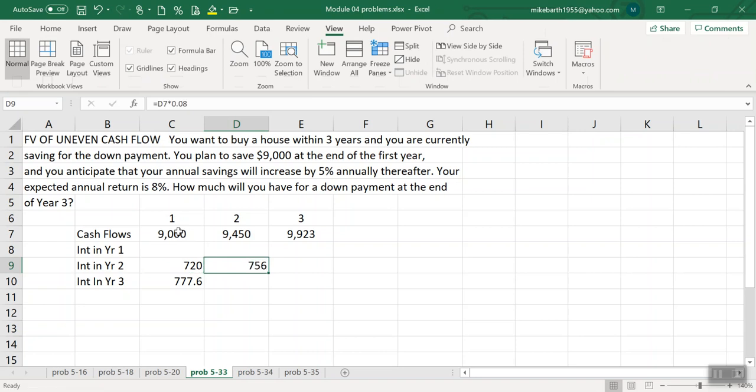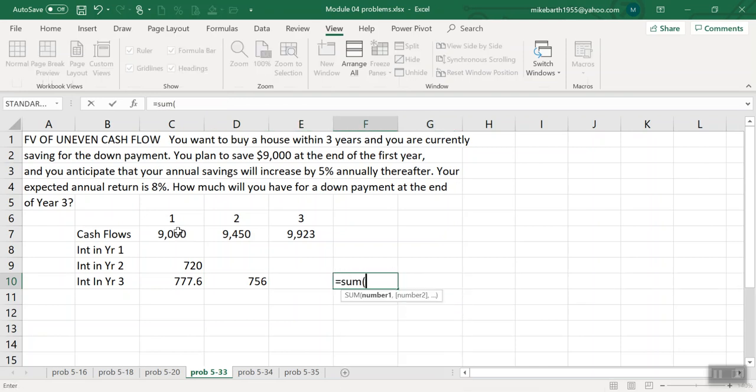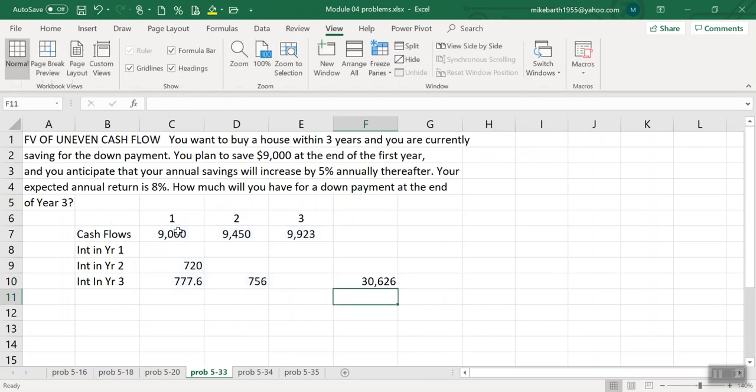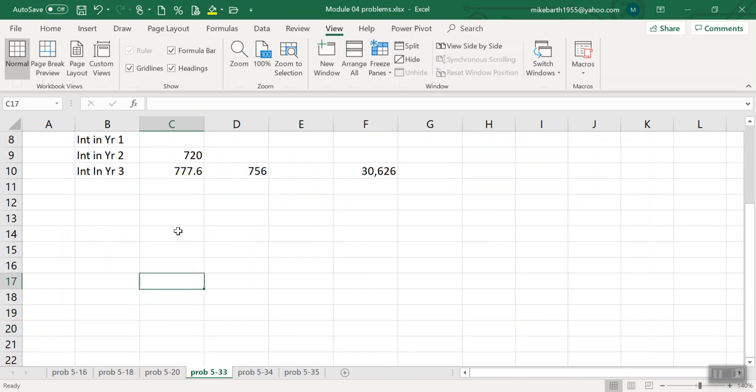And then in year 2, you'd earn 8% interest on the $9,450. So what you ought to have as a future value in all this is the interest plus the principal, or $30,626.